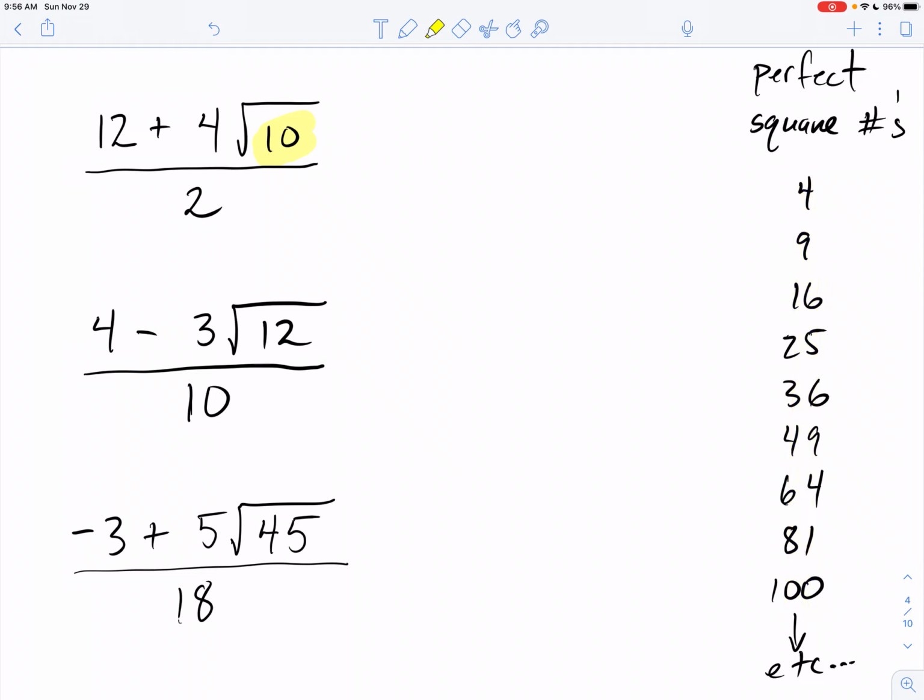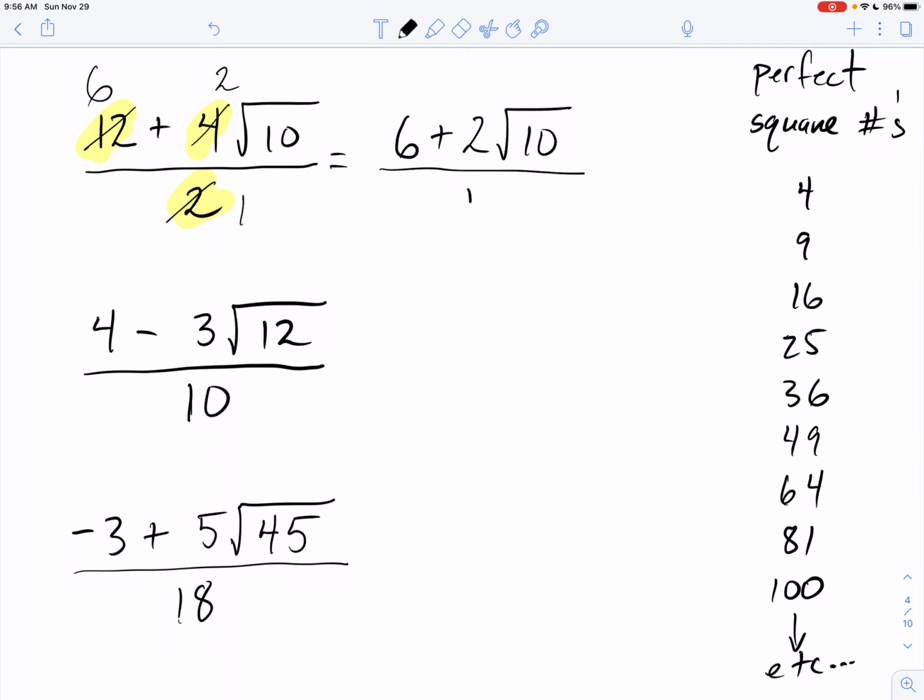Let's look again at the outside numbers. Those are the outside numbers. Do they all have a common factor? Always look at the tiniest number. And the tiniest number there is a 2. So I go, yeah, 2 goes into itself once. 2 goes into that twice. 2 goes into that 6 times. So I could reorganize this and say 6 plus 2 root 10.